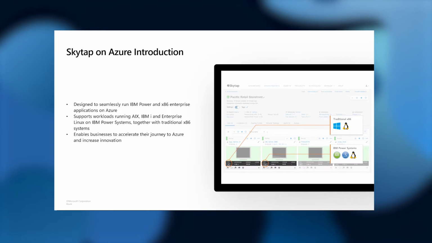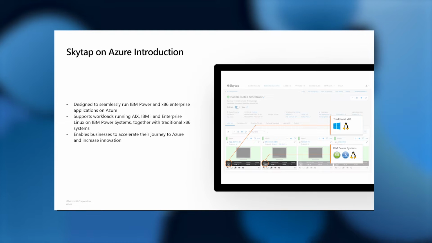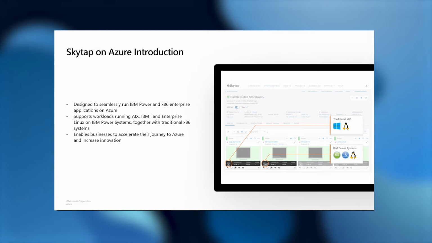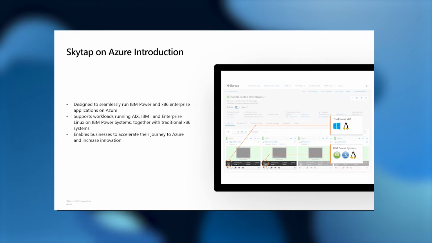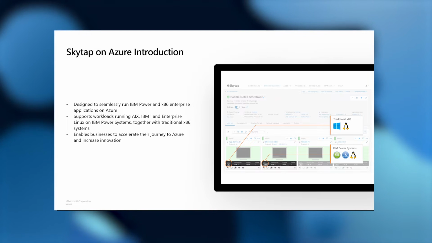platform. With Skytap on Azure, you're able to rapidly migrate your IBM Power applications in Azure and run your x86 workloads. You can integrate with cloud-native Azure services and extend the value of your traditional applications. Skytap on Azure can truly accelerate your cloud journey to Azure.